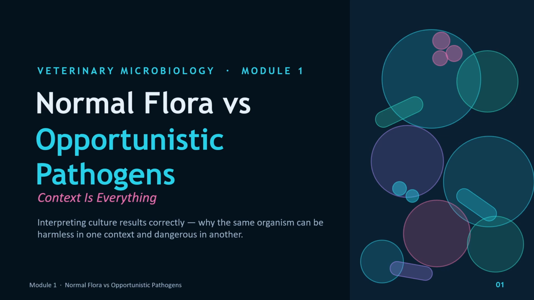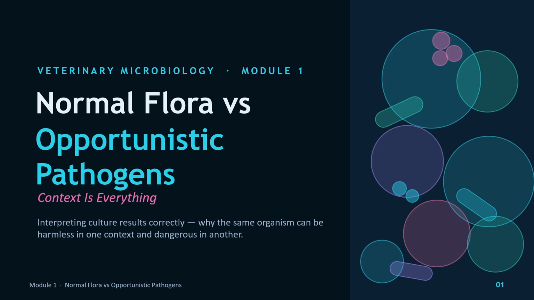Today we're tackling one of the most clinically misunderstood concepts in veterinary microbiology, the difference between normal flora and opportunistic pathogens. This distinction matters because it changes how you read a culture report. Every day, healthy animals carry huge, diverse microbial communities on the skin, in the ears, the mouth, the gut, the urogenital tract, and a lab will happily grow those organisms whether or not they are causing disease. If you treat every positive culture as an infection, you will overdiagnose, overprescribe antibiotics, and drive resistance.